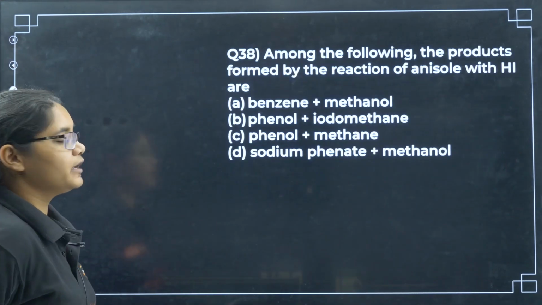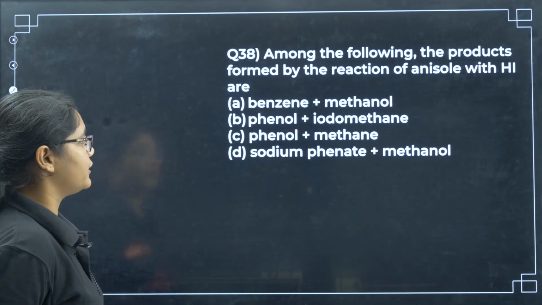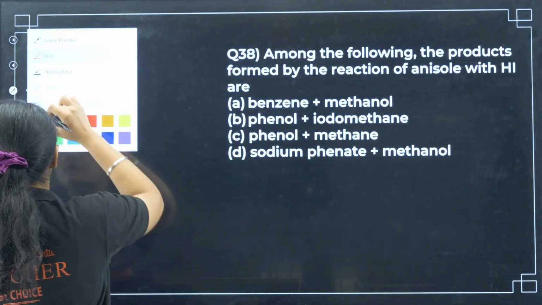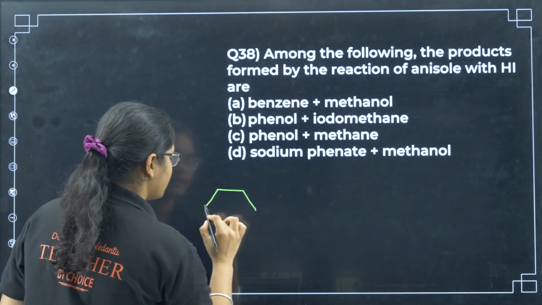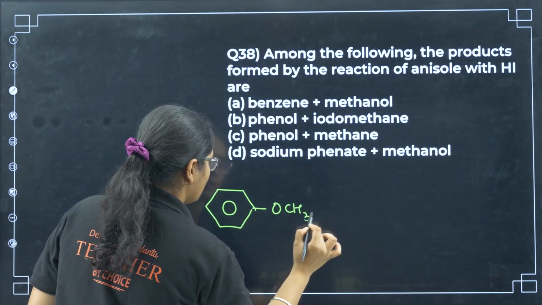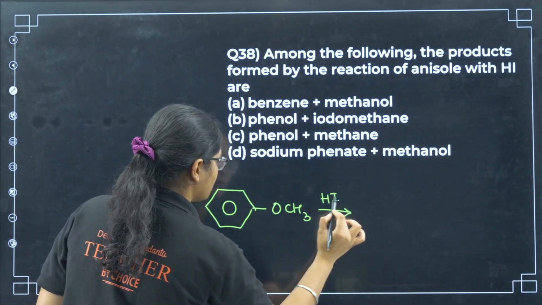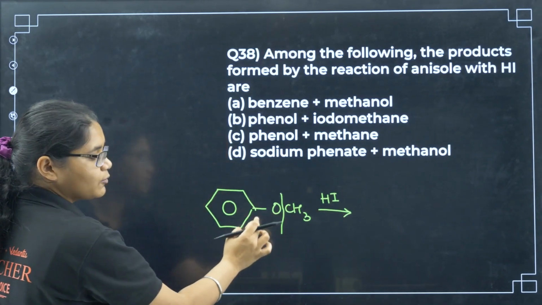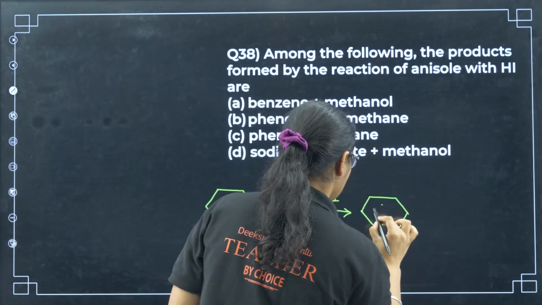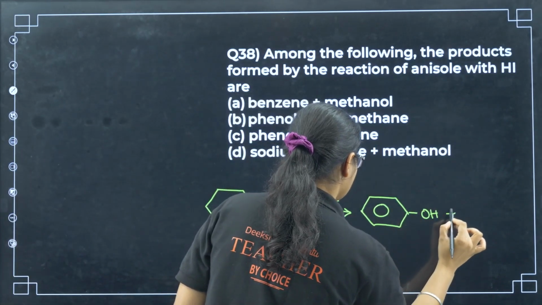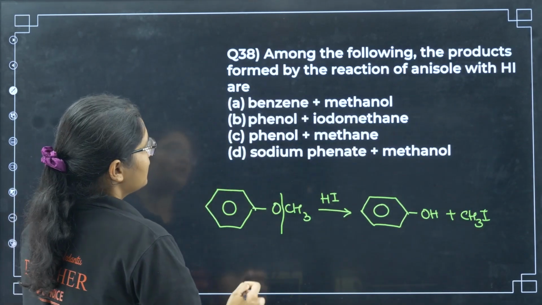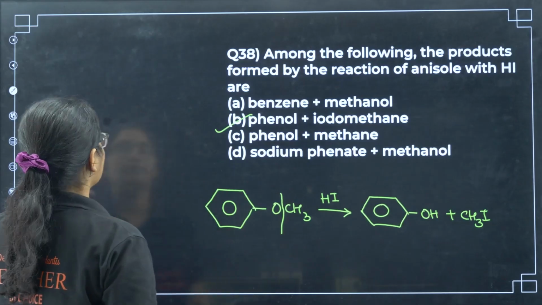Next, we'll move to question number 38. Among the following, the products formed by the reaction of anisole with HI. So this is your cleavage of ethers. If I have anisole with HI, what will happen? This bond will break always. This bond cannot break because of partial double bond character. So you will get here OH plus CH3I. Okay, so that is phenol plus iodomethane.